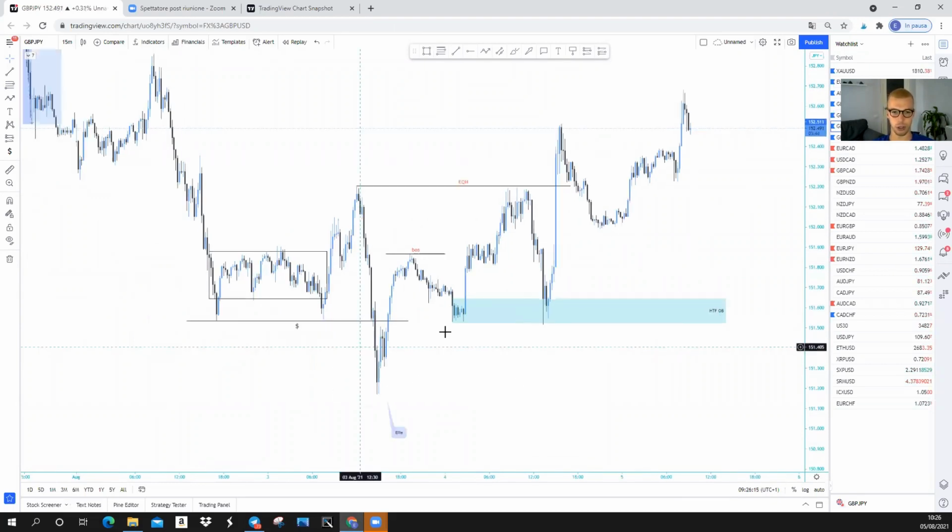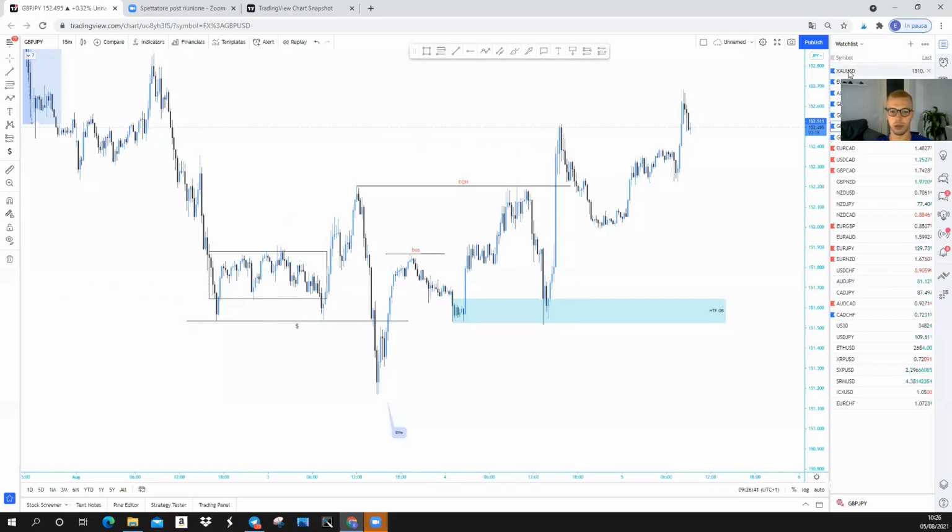But of course, I showed you, I don't just assume, once we come back here, that this was a manipulation, because this might just be the retest of a supply area before continuing and creating new lows. But once we come back up, come back down, and print a new high, and we have this break of structure, then it is our confirmation.